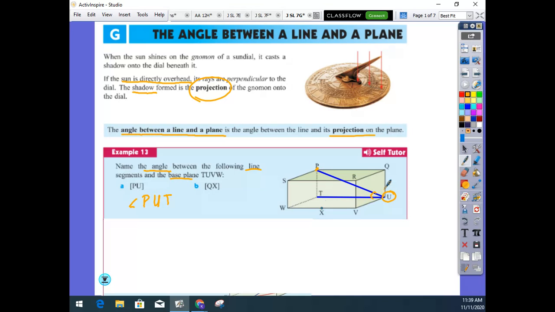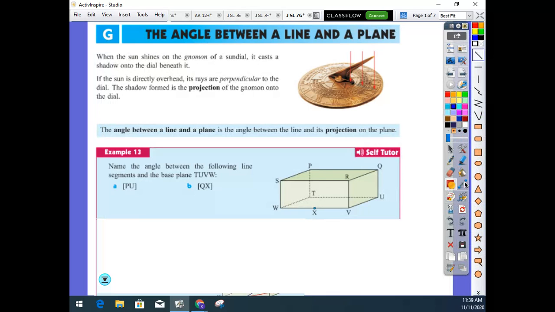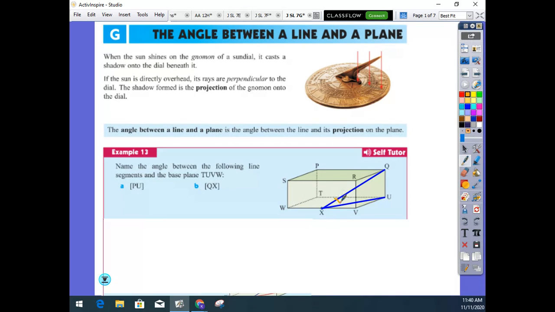All right, here's X. So let me clear off the work from letter A. If I want to go from Q to X, how does that fall? What would be the projection? What's directly under Q is U to X. So what is this particular angle? Angle QXU.